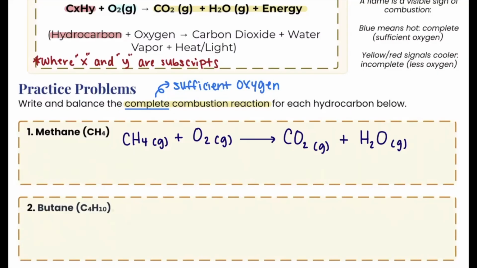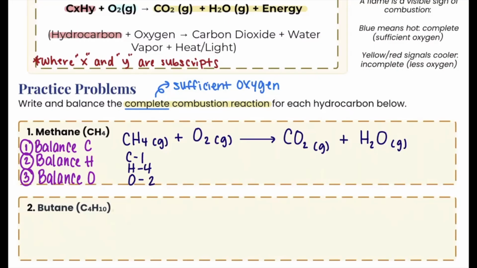Now, step 2 is to balance using my combustion strategy. Now, in a previous video, I talked about a trick for balancing combustion reactions. My tip for you is balance your carbons first, then your hydrogens, and leave oxygen for last. Why? Because O2 is by itself, so we can easily adjust it at the end. Okay, now we're going to count our atoms. On the reactant side, we have 1 C, 4 H's, and 2 O's.